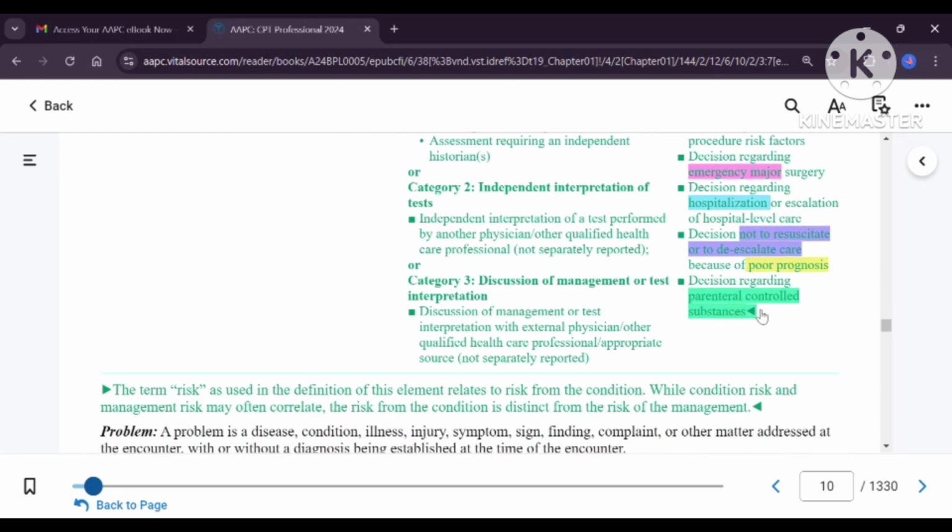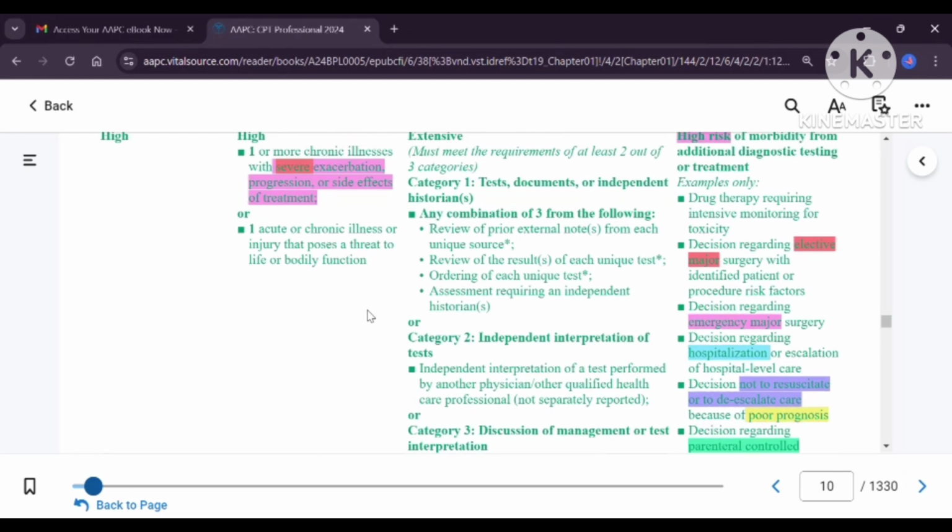And decision regarding parenteral controlled substance. That means the doctor is going to give some medicine through injection, through the IV route, IM route, or intra-arterial, but it is with a controlled substance. That means they should get permission before giving that medicine to the patient from the medical department of the country. So in such a case, it is considered as high level of MDM.